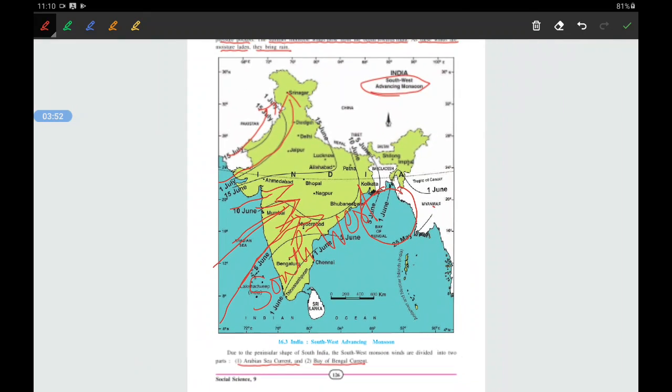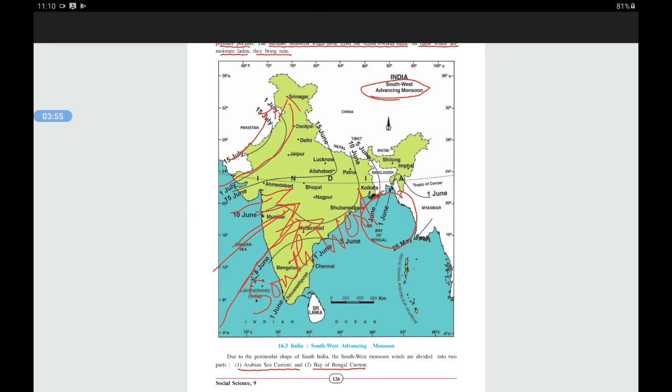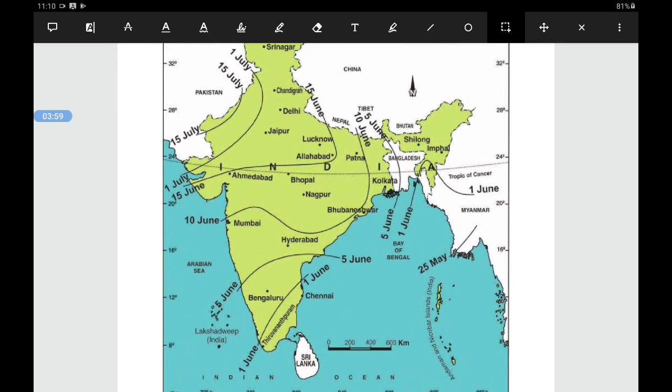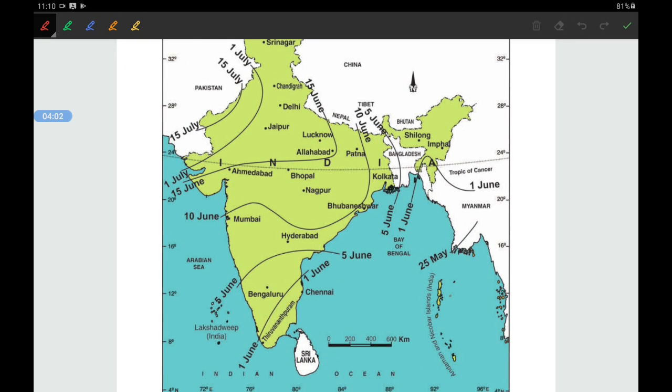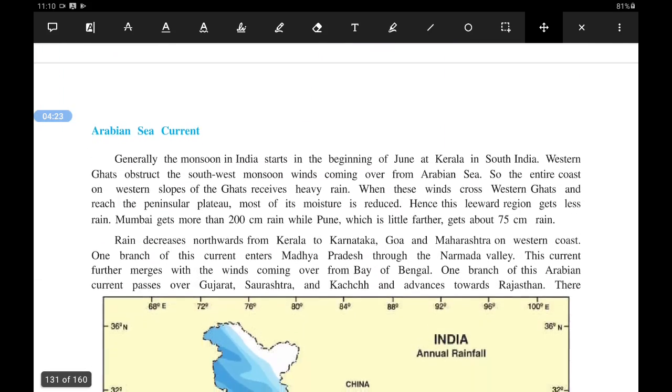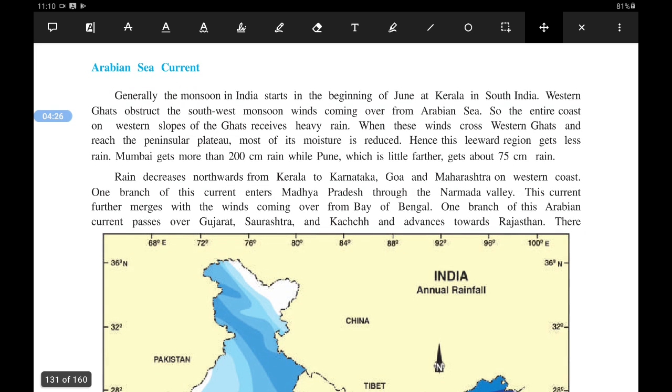Let me just delete it so it will be easier to understand for you. Now you can see all these currents which are coming here from here, these are Arabian Sea currents, while here which are split, these are Bay of Bengal currents. Next, Arabian Sea currents.